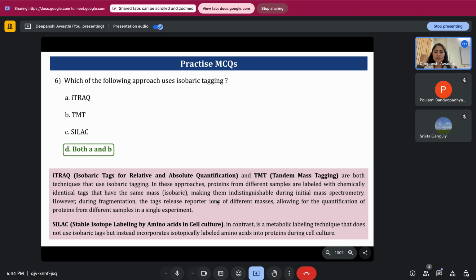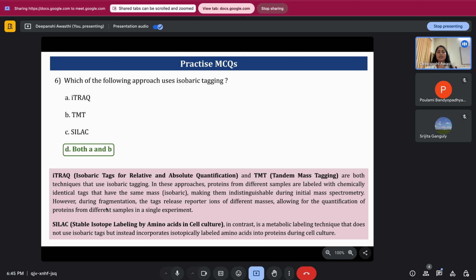Okay, let's see. So the answer is D, both iTRAQ and TMT. TMT also uses isobaric tagging, whereas SILAC uses isotopic tagging. iTRAQ, which is isobaric tags for relative and absolute quantification, and TMT, which is known as tandem mass tags, both use isobaric tagging, and in these approaches, proteins from different samples are labeled with chemically identical tags that have the same mass, or we can say which are isobars, making them indistinguishable during the initial mass spectrometry run.